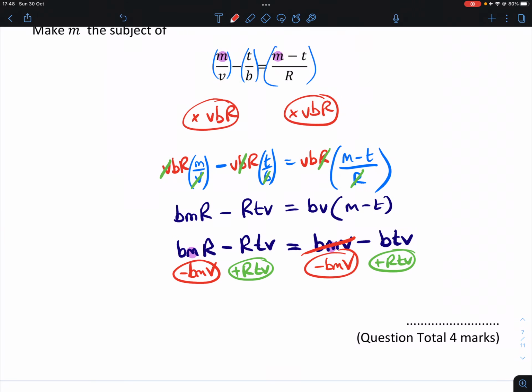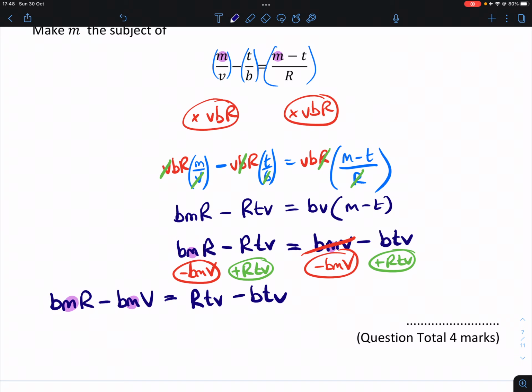You could write this as two separate lines if you want though. So if I do that, my left-hand side is going to be BMR, take away BMV, and my right-hand side is going to be a positive RTV, which I'm going to write first, then I'm going to write minus BTV. But it wouldn't matter if you did write that the other way around. What I'm going to have now is we have this curveball that I mentioned before. These M terms cannot mix because of the fact that the other stuff cannot mix. A BR take away a BV is not a sum that you can actually do.